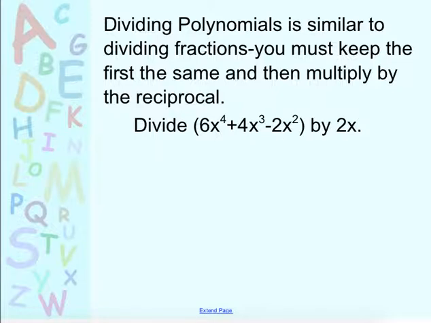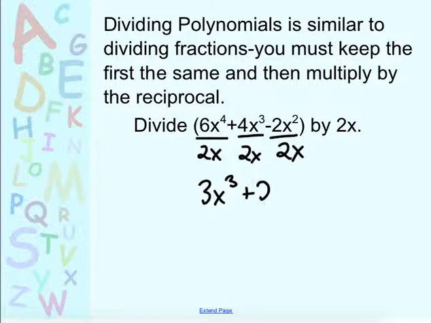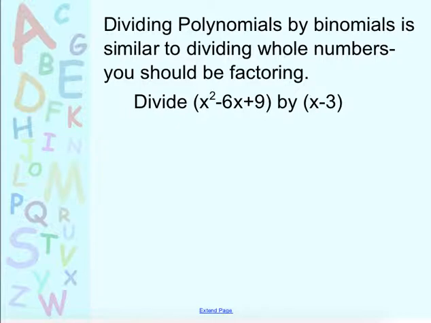So I'll show you each way once more. I'm going to take each of these terms and divide it by 2x in this case. In my first term I get 3x to the third, second term I get 2x squared, and last term I get minus 1x.